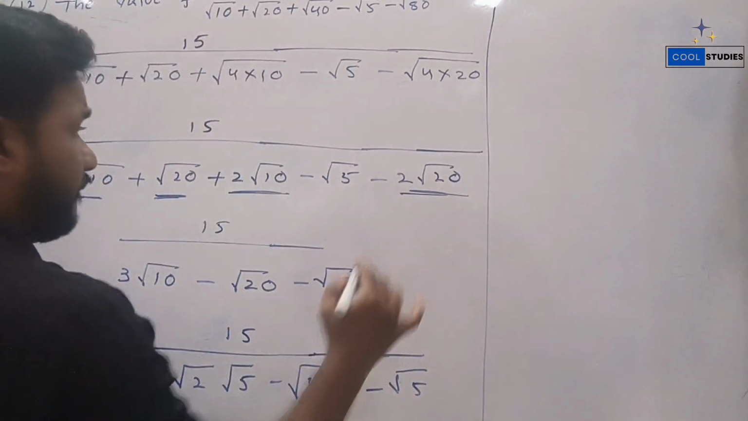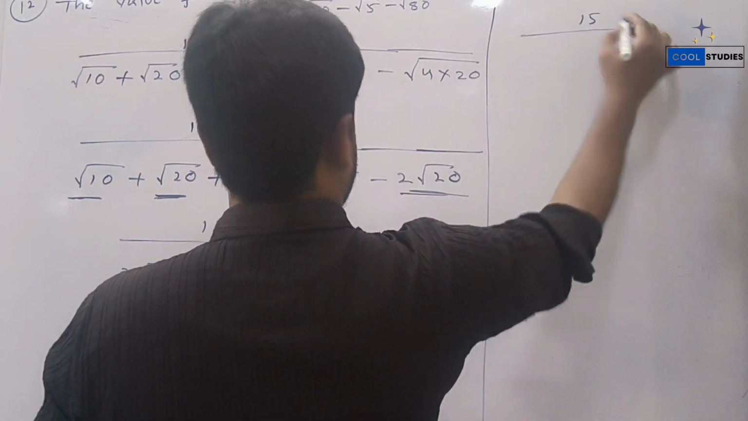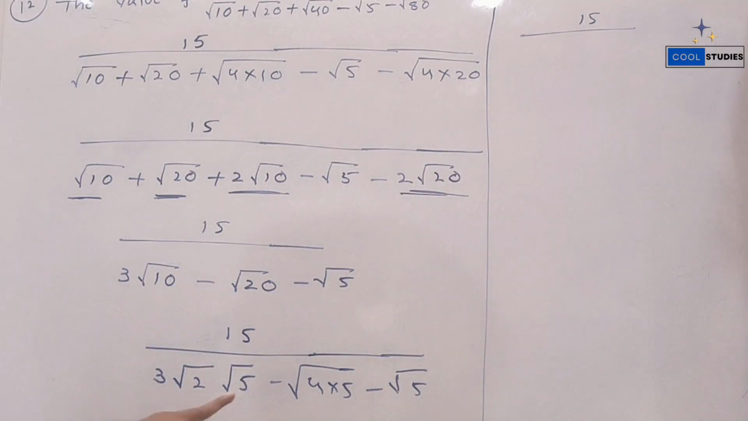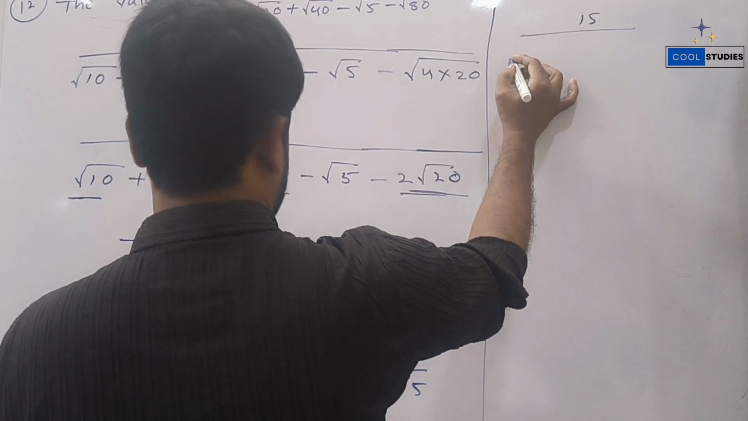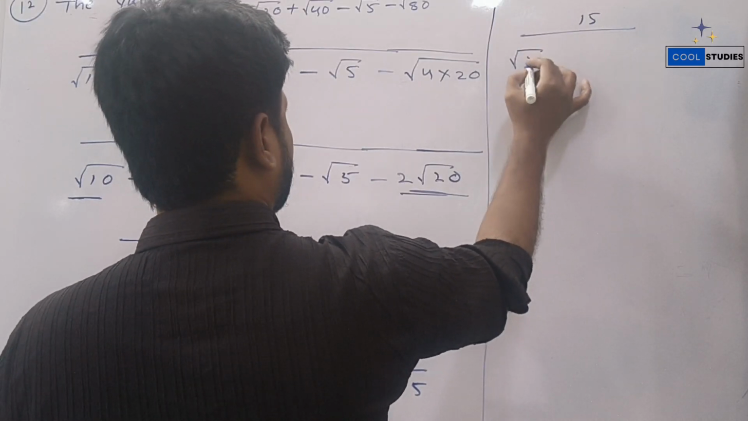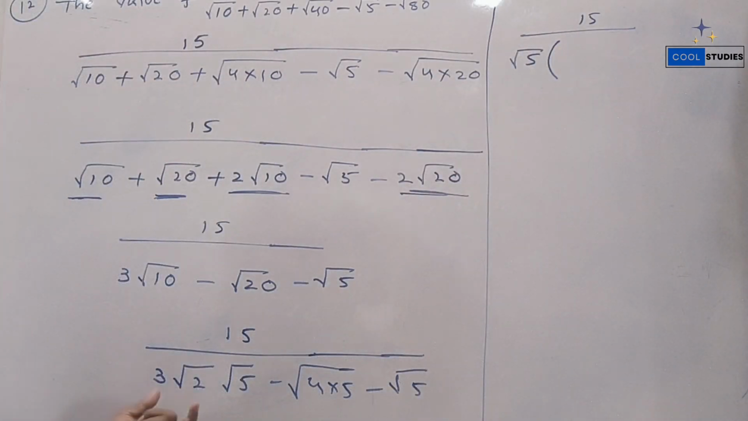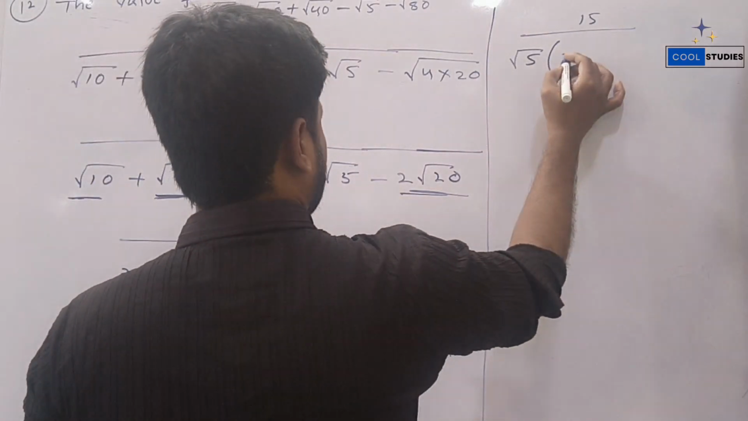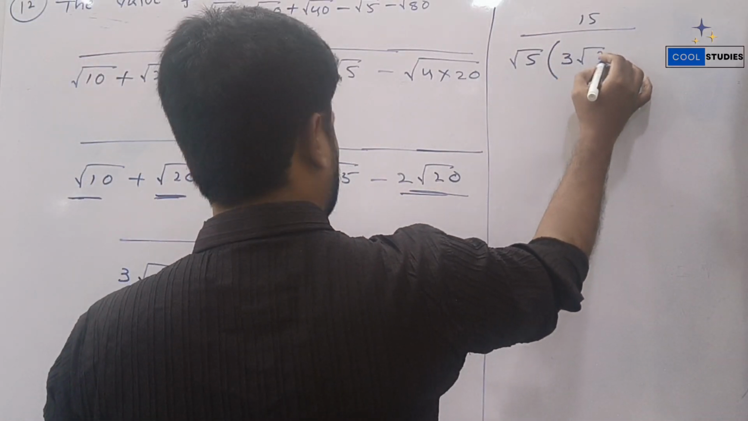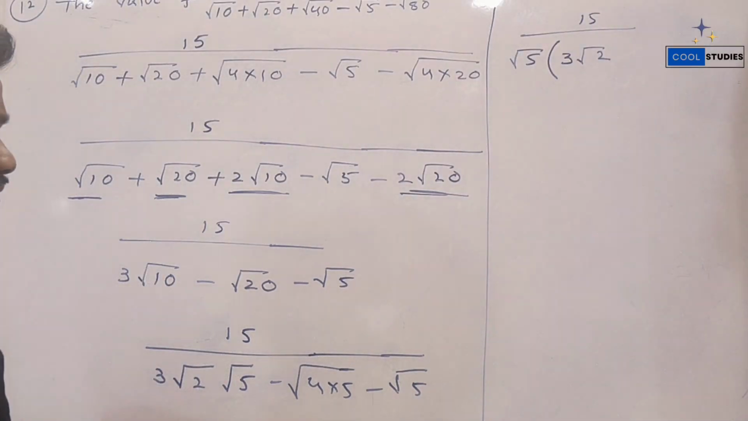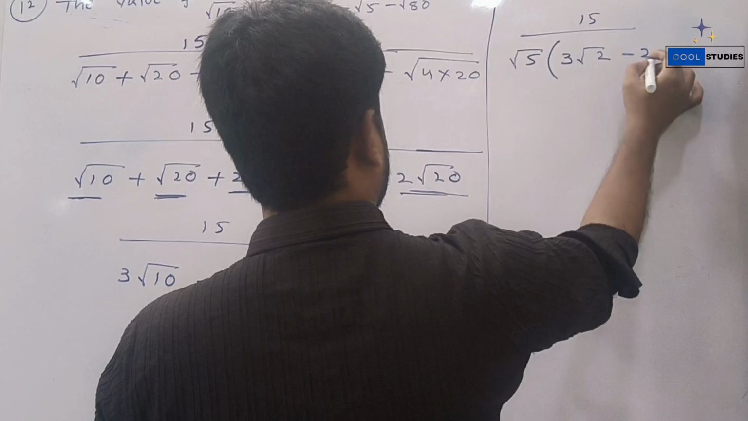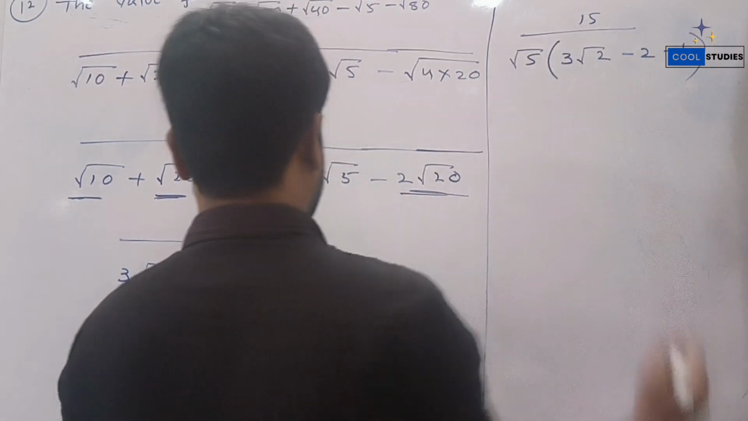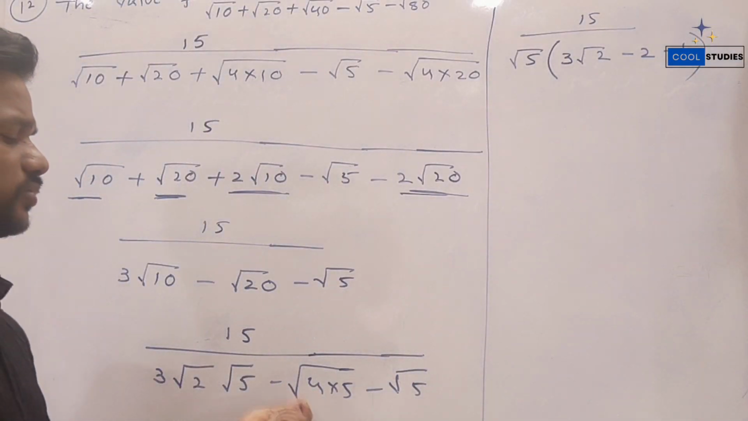In the next step, 15 by, if we observe, root 5, let us take root 5 common. Yes, we can take root 5 common. So what is left now here: 3 root 2 minus 2 minus 1. Root 4 value is 2, right, so minus 2.